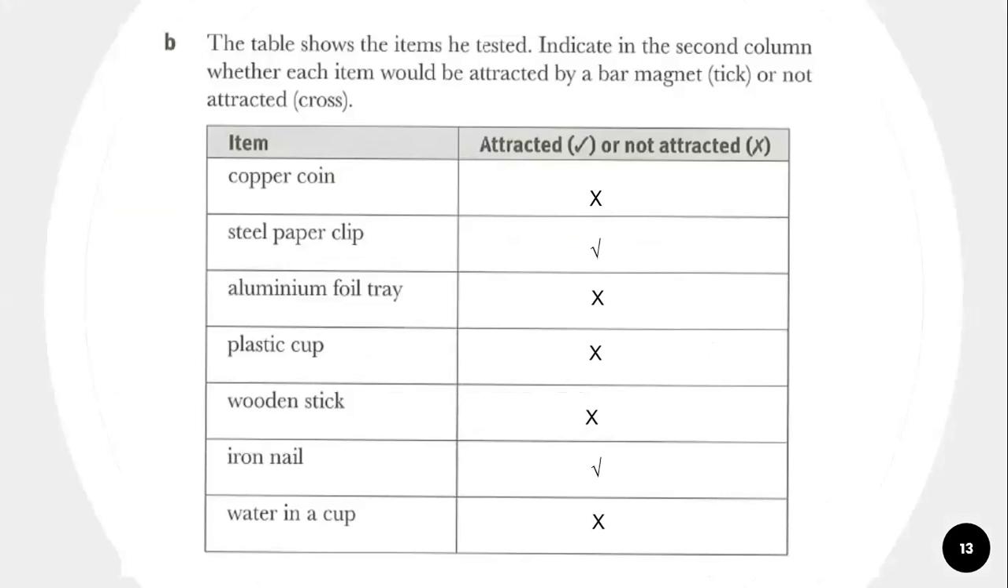Point B, in the same exercise, you have a table with different materials, and you will add a cross or a tick at each material to define which one is attracted or not by a magnet. Copper coin is not attracted because copper is not a magnetic material. Steel, yes. Aluminum, no. Plastic, no. Wooden stick, no. Iron nail, of course yes, because it is a magnetic material. And water in the cup, no.